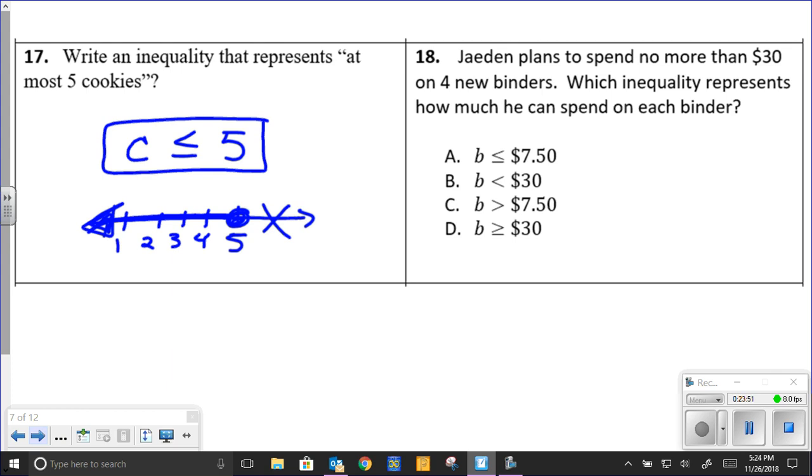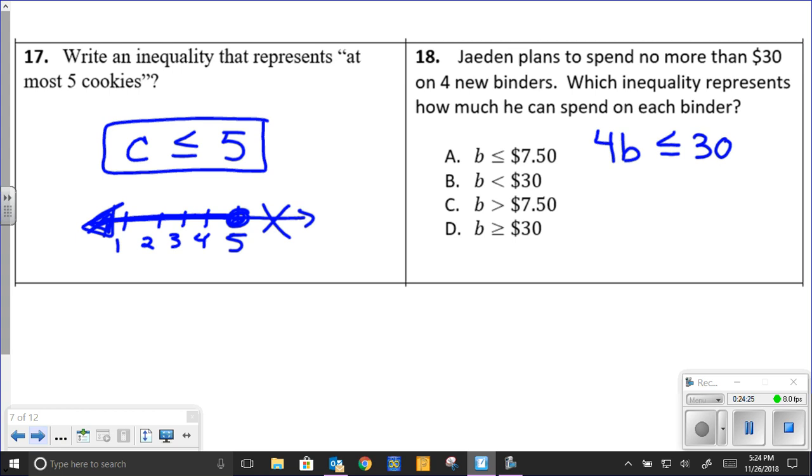Number 18, Jaden plans to spend no more than $30 on 4 new binders. Think about it. He's not going to spend anything more than that. He has $30 in his pocket and he can't spend anything more, but he wants to buy new binders. So he can spend less than that or he can spend up to that, but he can't spend anything more than that. So which inequality represents how much he can spend on each binder? Well, at most, he's going to spend 30, so this is going to be where 4 binders, or like 4B, is going to be less than or equal to 30.